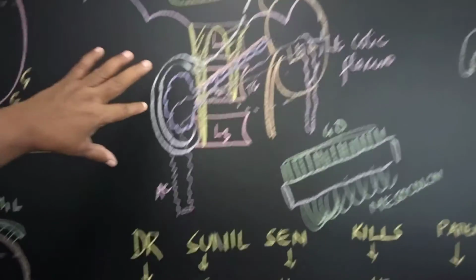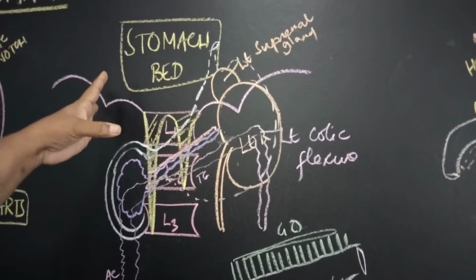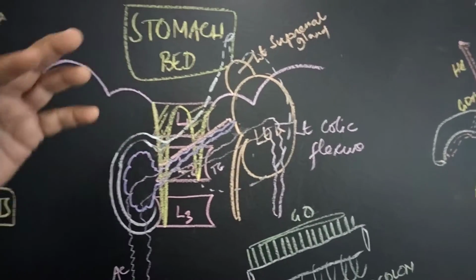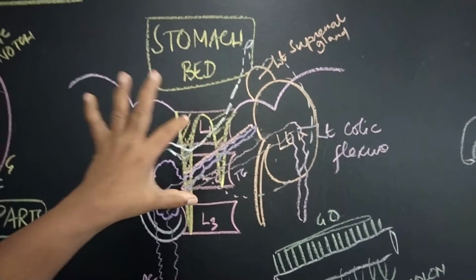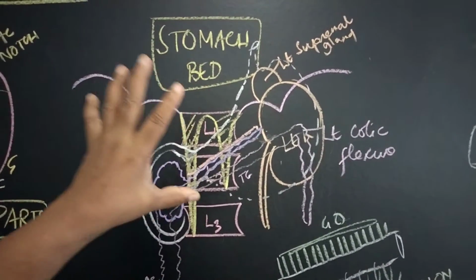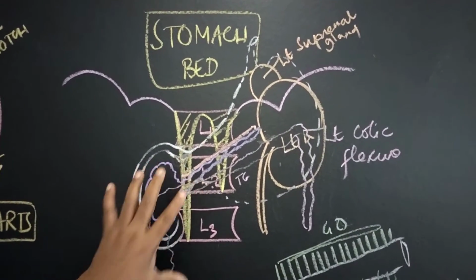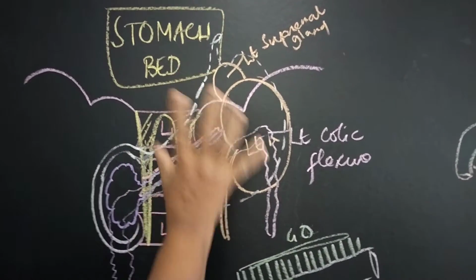Now this is your posterior inferior surface. Stomach bed can come as a short note also. So you have to know the structures forming the stomach bed on which the stomach lies. Now let me tell you, stomach bed are those structures which are separated from the posterior surface of the stomach by the lesser sac. Okay. So this dotted line shows the stomach.